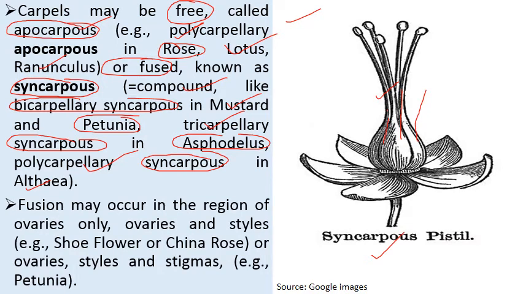Fusion may occur in the region of ovaries only. जो fusion है वो सिर्फ ovary के region में हो सकता है, and ovaries and style के बीच में हो सकता है. For example, in case of shoe flower and China rose, or ovaries, style and stigmas, जो तीनों structures हैं carpels के, that is stigma, style and ovary, तीनों ही structure fuse हो सकते हैं. For example, in case of petunia. So it shows different degrees of fusion in case of carpels.